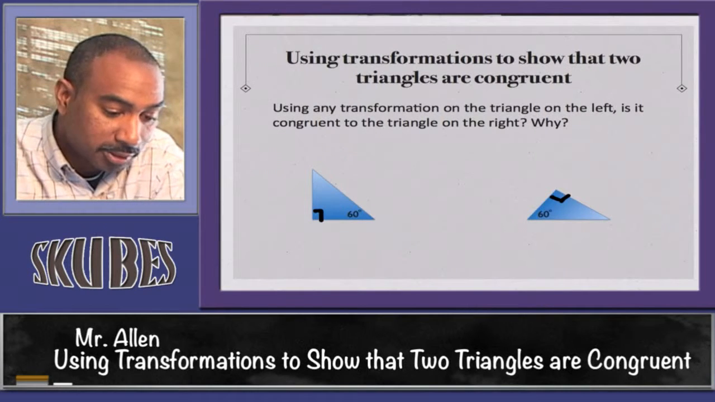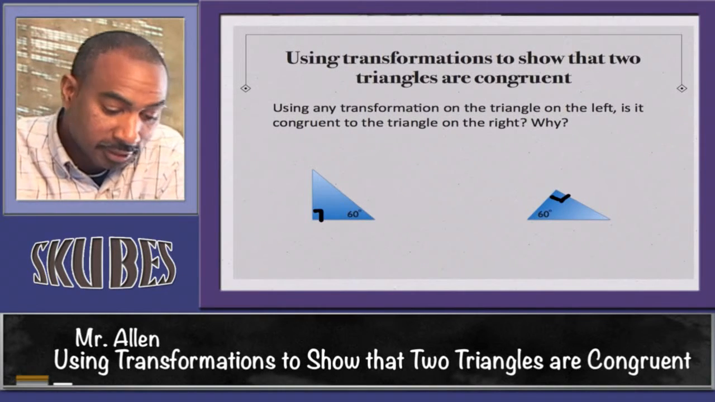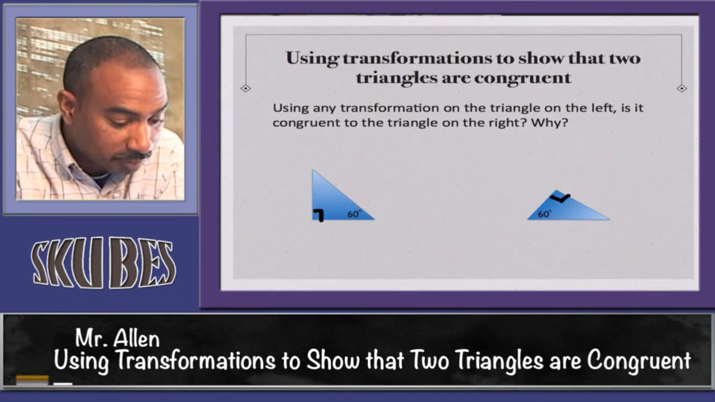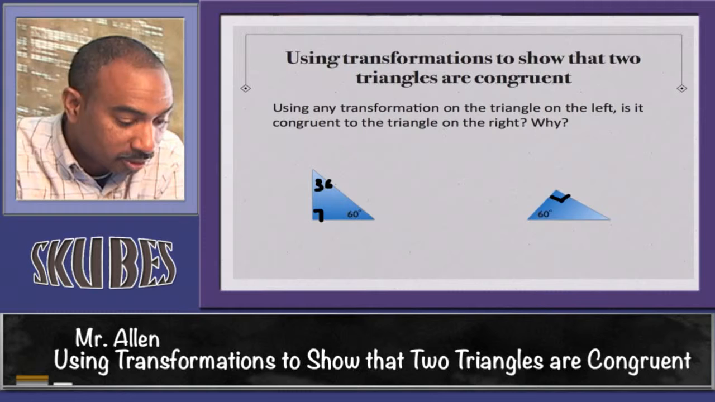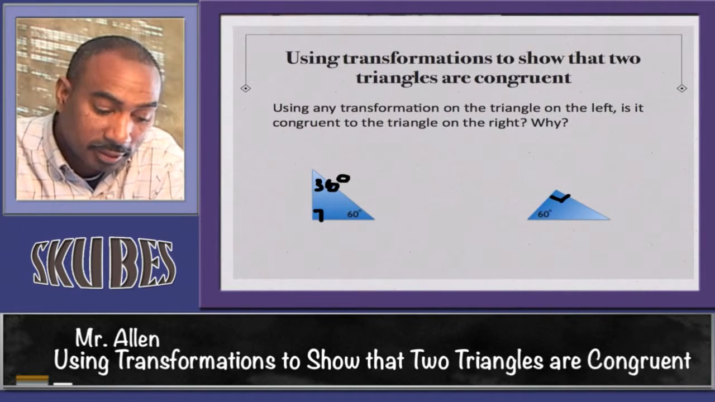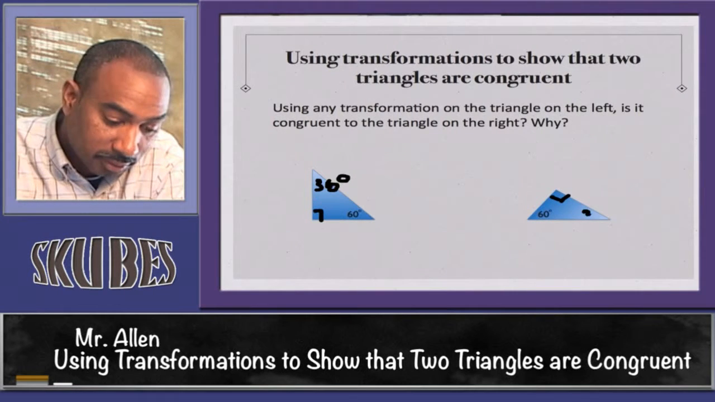Using any transformation on the triangle on the left, is it congruent to the triangle on the right, and why? Now in this case, this is 90, that's 60. That forces this to be 30 because, again, in a triangle, all three angles must add up to 180 degrees, which forces this to be 30.